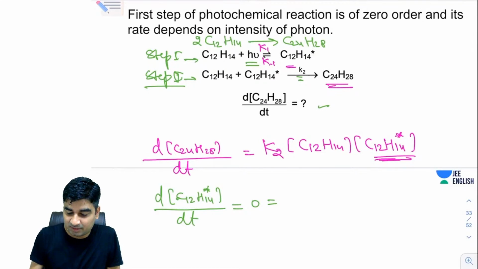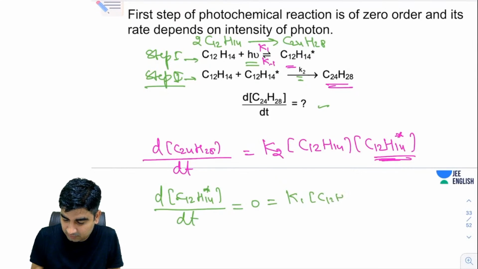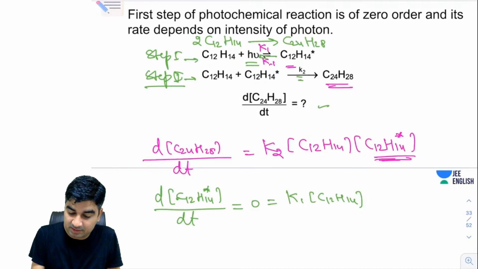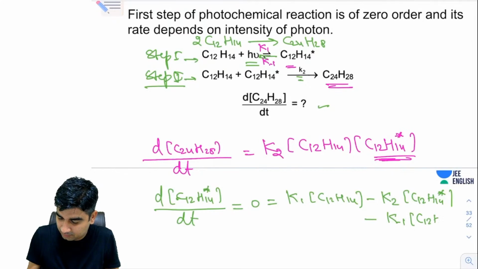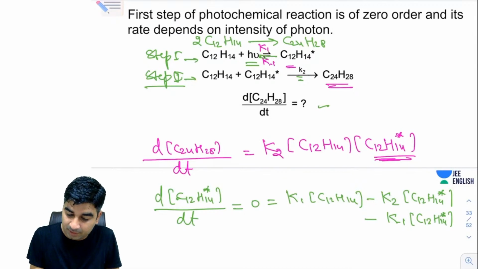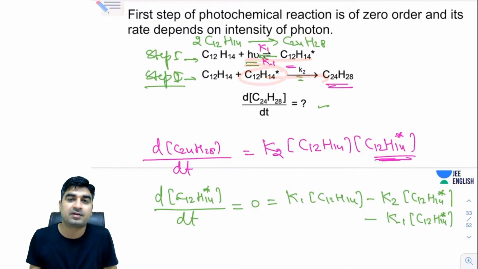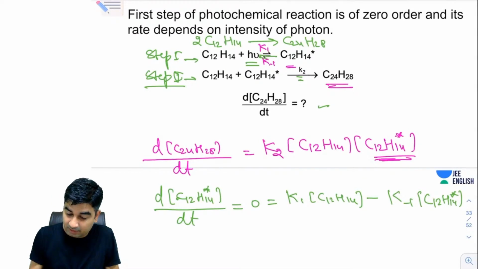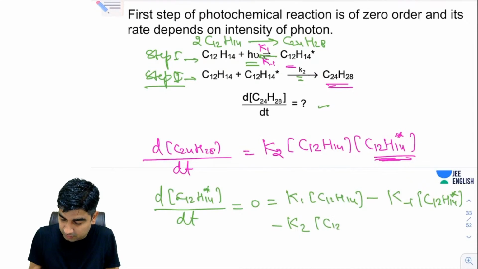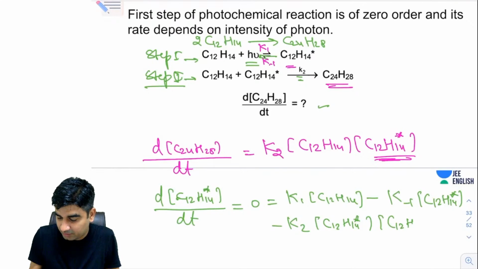So its formation rate, most of the students will write this way, H14. Now the disappearance rate will be K2 and minus K minus 1, because it is disappearing in two ways. One is this, another is this. And here, no, there is a mistake. Here I will write K minus 1 into C12H14 star, right? And minus K2 is equal to C12H14 star and C12H14.